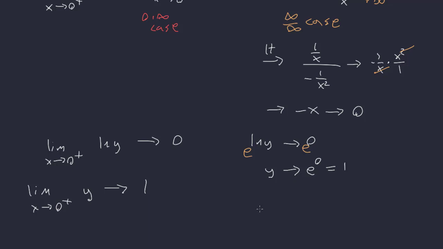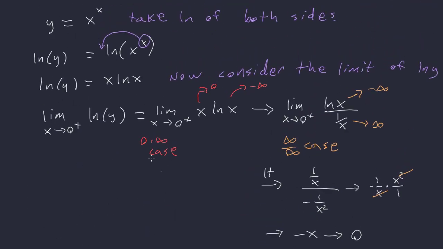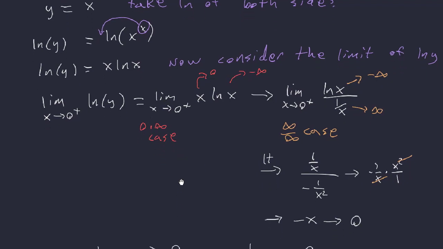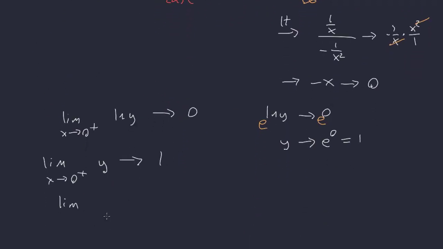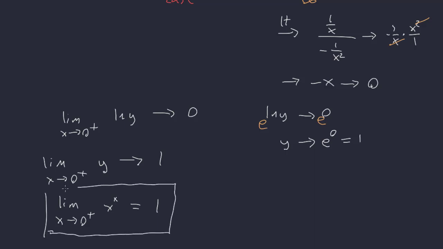And that's how we apply this. We use the e to get back to what we started with. So this tells us, and y, if we go all the way back up here, our y is just x to the x. So that tells us that the limit as x goes to 0 from the right of x to the x is 1. And this is the method that we use essentially to deal with these x to the x cases.